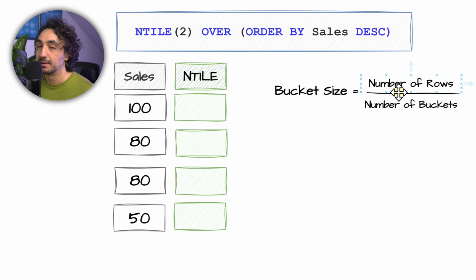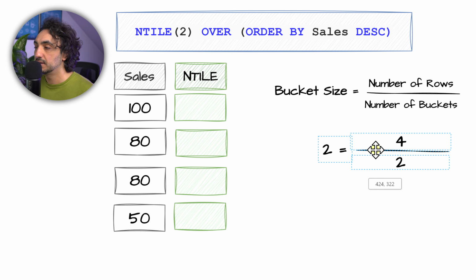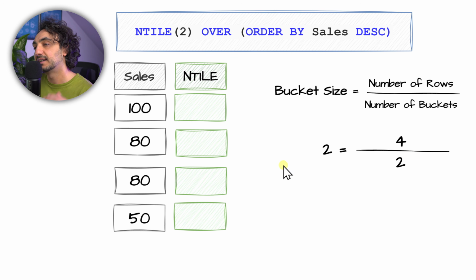So what is the number of rows here? We have 4 rows, right? So we have 4 over here. Then the number of buckets, we define it in the syntax of the query. So here we defined 2 buckets. We need 2 groups. So that means we are dividing 4 by 2, and the size of the bucket is going to be 2.